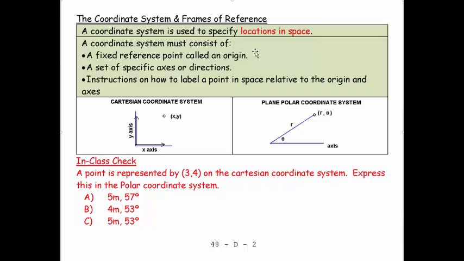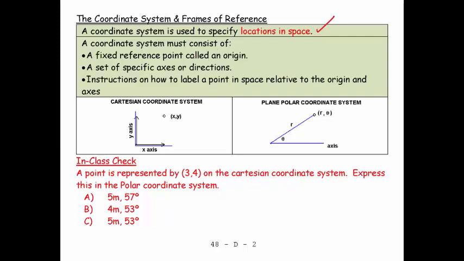Coordinate systems. Well, a coordinate system is a frame of reference. A coordinate system is used to specify locations in space. Could be in 2 dimensions, different points on a page. In 3 dimensions, you could imagine it as different points within a room.